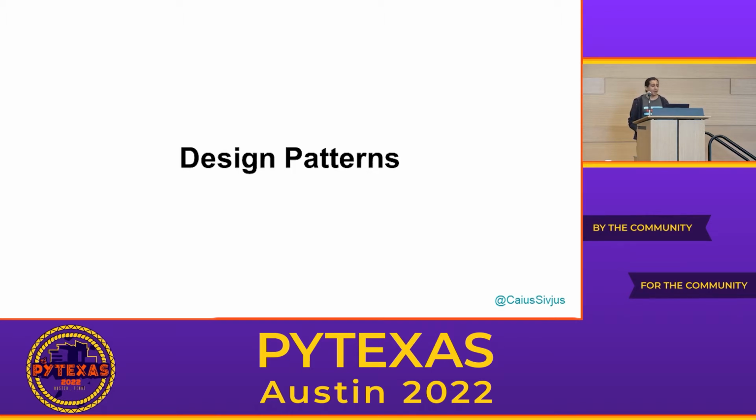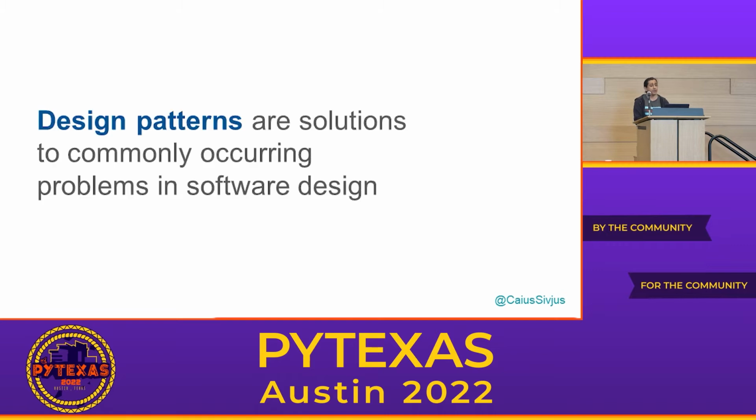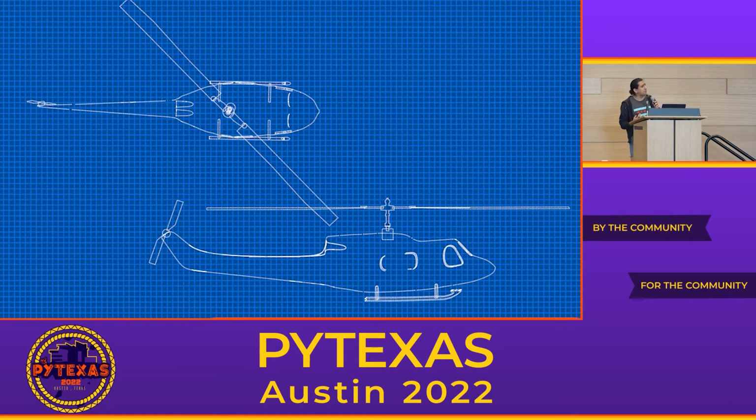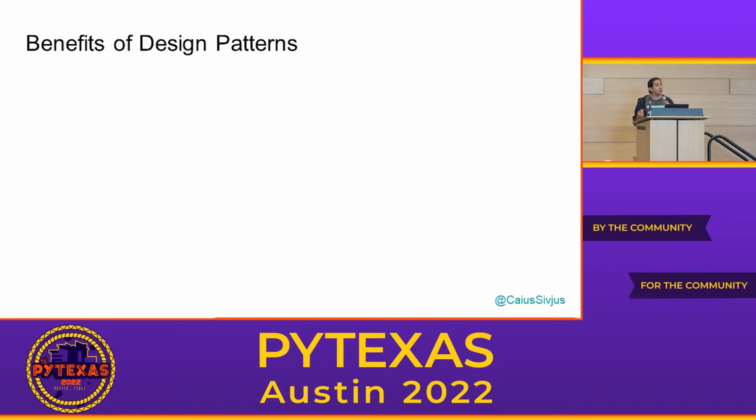So what are design patterns? Design patterns are solutions to commonly occurring problems in software design. You can think of design patterns as customizable blueprints that you can use to implement a solution to a known problem. And when you use a pattern, you don't really use the pattern the way it's described. You really need to adapt it to what your project or your specific use case is trying to do. And there are many benefits of using design patterns.